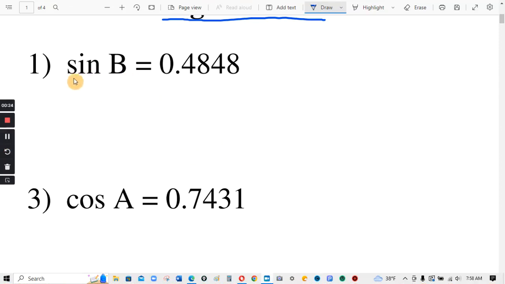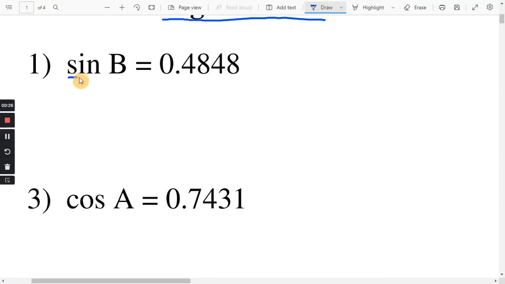This right here is the sine function, and this letter B represents the angle. So we're taking the sine of the angle B, and basically we have to work backwards. They're giving us that the sine of the angle B is 0.4848, and we have to solve for B.